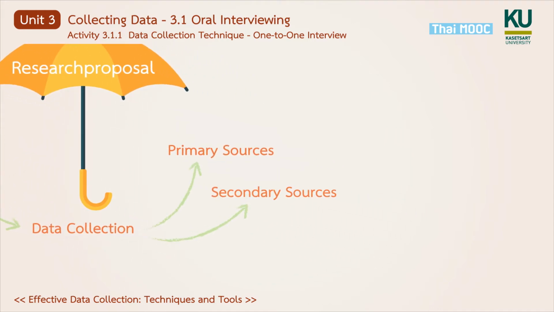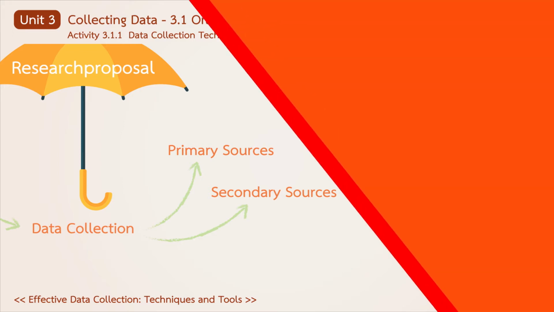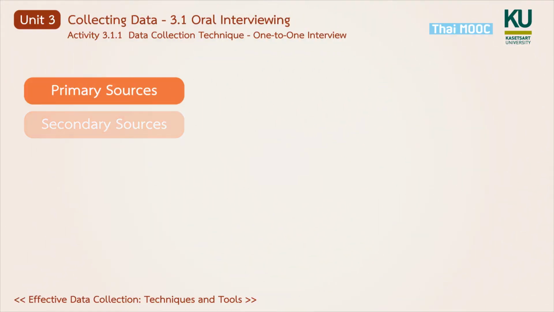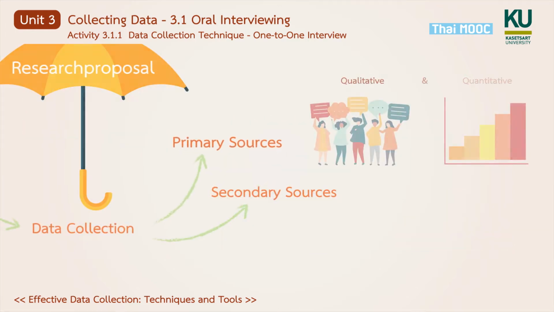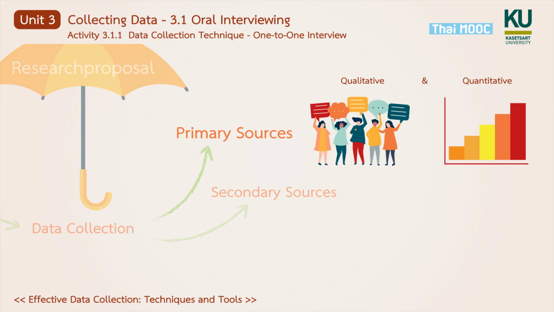A secondary source is data that has been previously collected by someone else for a different purpose. It consists of both published and unpublished data. The advantage of using secondary sources is that they are readily available and do not need to be collected again. However, it may not meet your specific research needs. And the focus will be on a collection of data from primary sources through qualitative and quantitative methods.